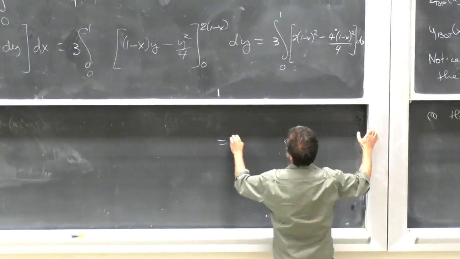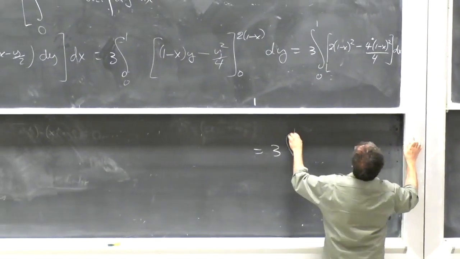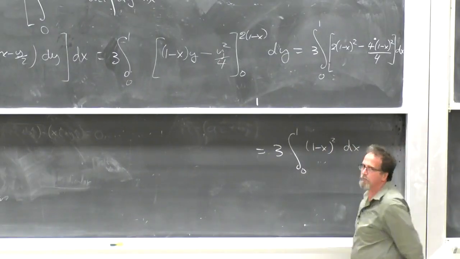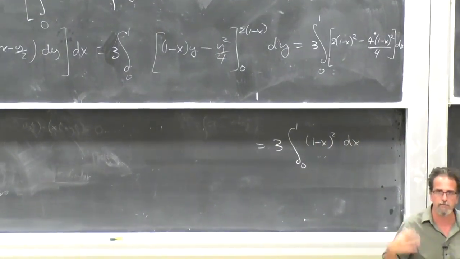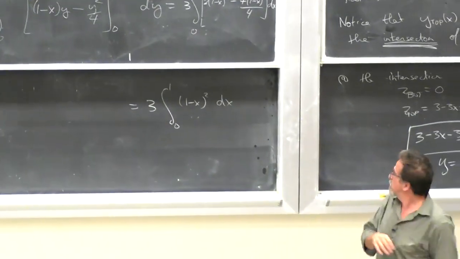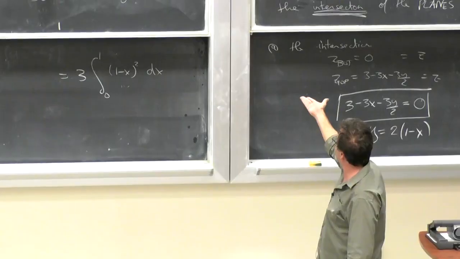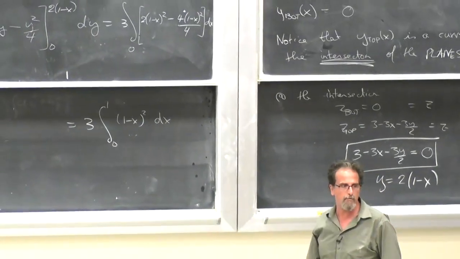Just to finish that off, that's 3 times the integral from 0 to 1 of 1 minus x quantity squared integrated with respect to x. And I'm not going to do it. Just do it. It is what it is, okay? Because there's a 2 times 1 minus x squared, and 4 over 4 is 1. 2 minus 1 is 1. There's the 1. There's the 3 from before.